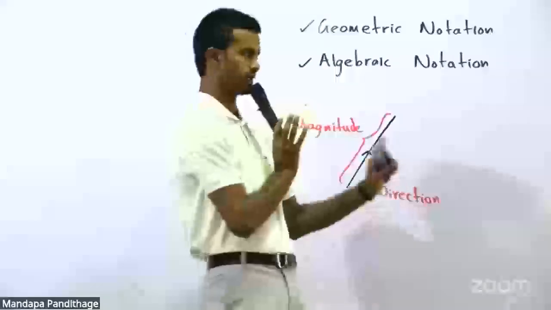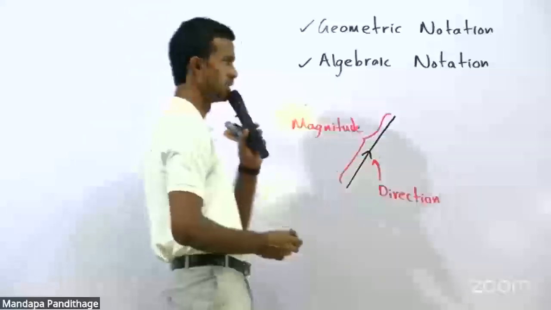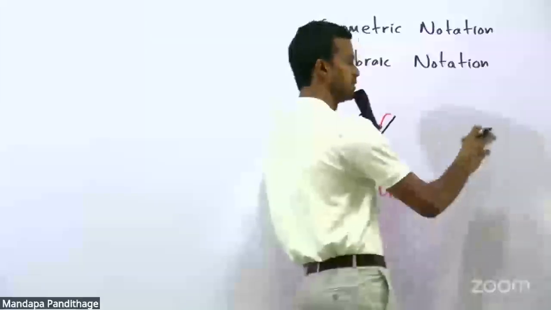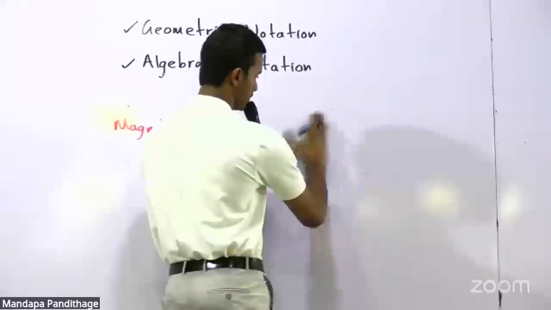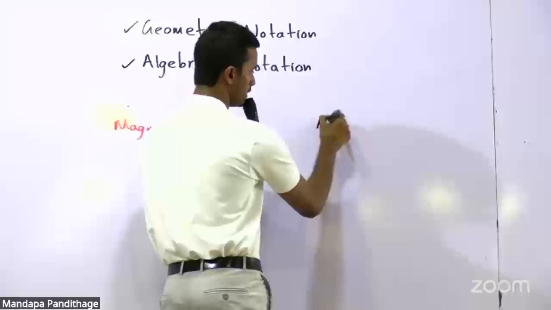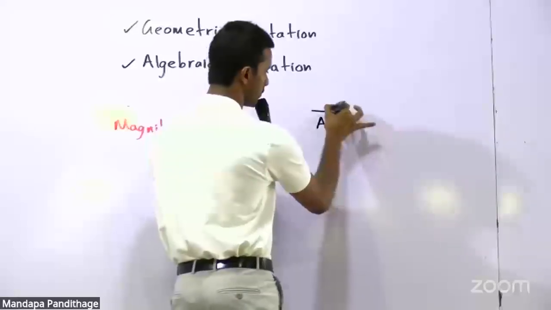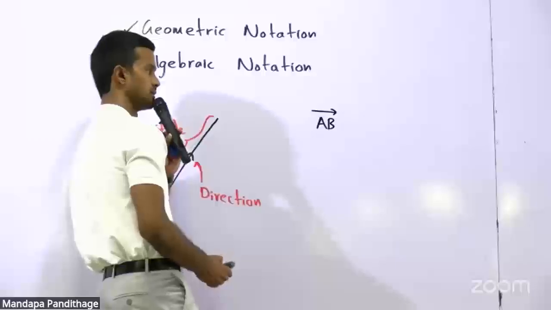A vector can be denoted in one of the following ways. When it is algebraic notation, there are three main ways. One way is if you are referring to the vector AB, we use an arrow over the AB. So that is one notation.